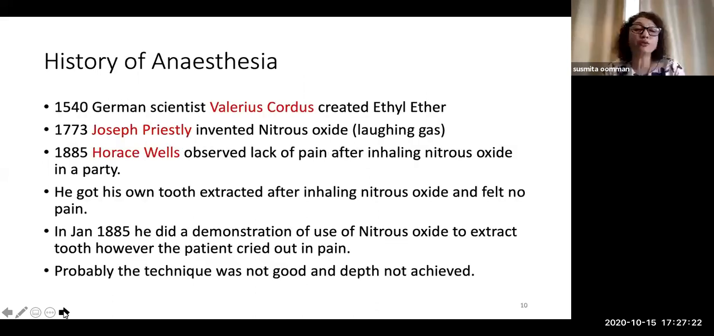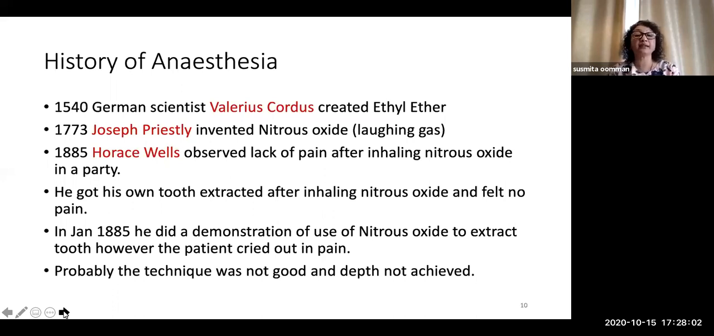Now this just leads you to the history. Where did we start? As you can see, it started quite a few hundreds of years ago. 1540 was the time when ethyl ether was first created by Valerius Cordus, a German scientist. Ether was also known as the sweet oil of vitriol since the 12th, 13th century. It was known by the chemists in those days, but its properties as an anesthetic were not understood at that time.